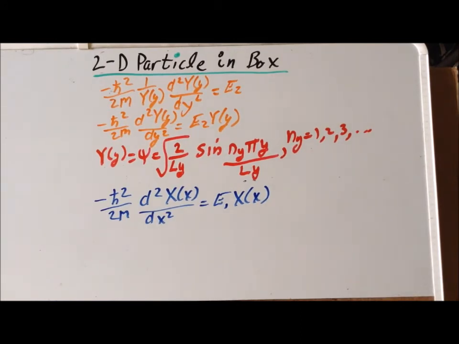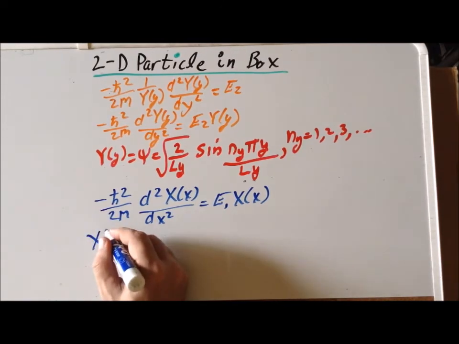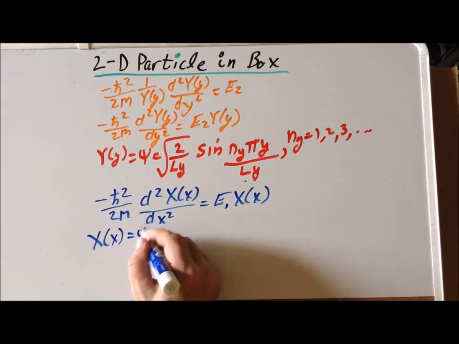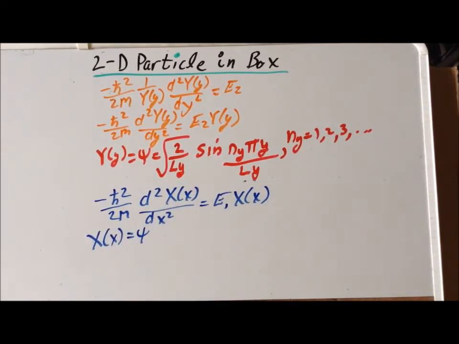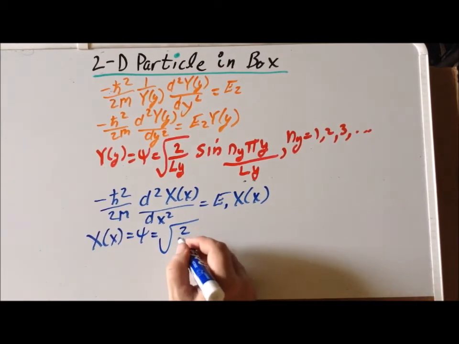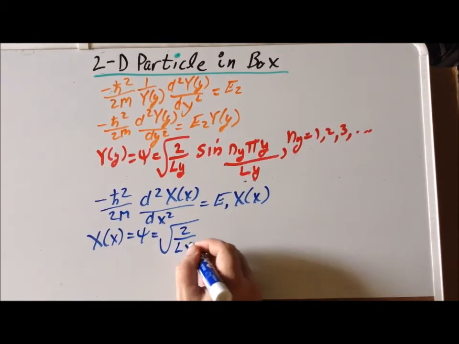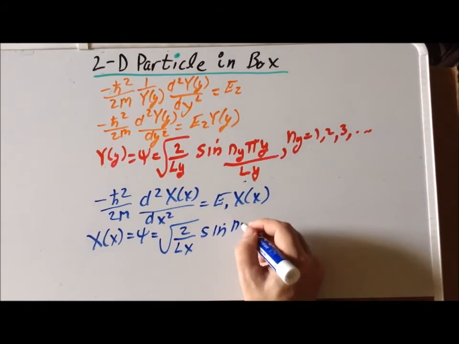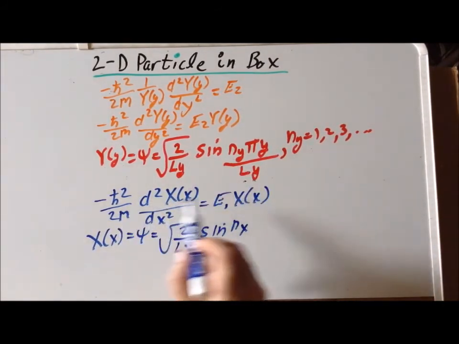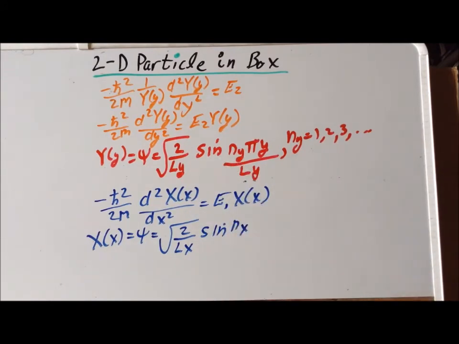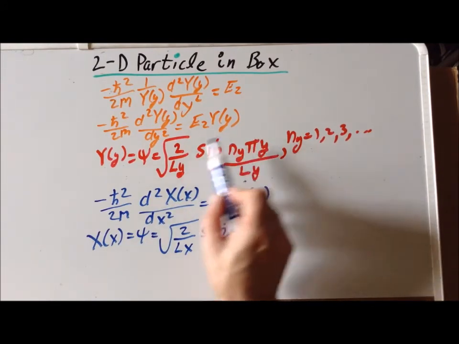So we're able to write down the expression for big X of x, which is essentially the psi solution for this particular Schrödinger equation. We've already derived that before, so that's square root of 2 divided by L sub x times the sine of, now n sub x, we have to be careful here. Since we are in two different dimensions, we have two different quantum numbers n. One n which is applicable to the y direction, and one that's applicable to the x direction.